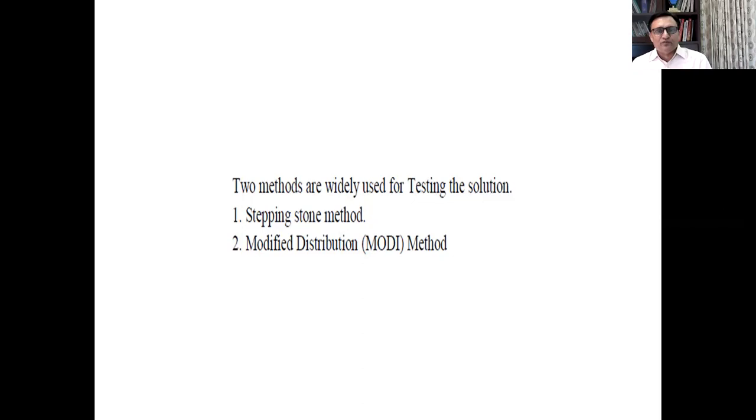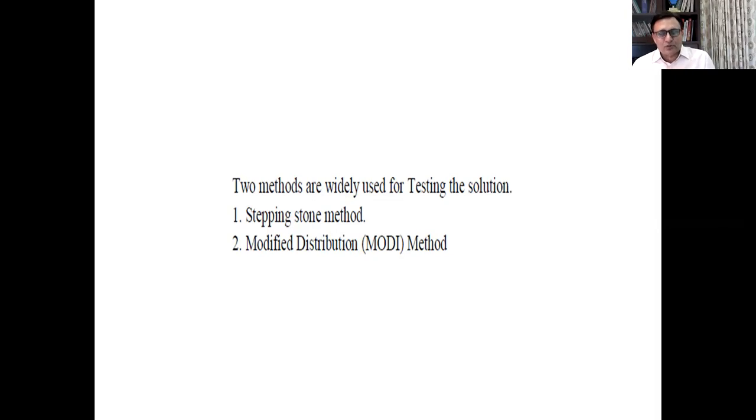We will try to find out if even 1 unit of allocation is made in the unoccupied cell, whether there is going to be any change. If the change is going to be positive, that means it is going to increase the total cost of the transportation, then our solution is optimal. Because if it is going to decrease the cost, it means there is a scope for improvement in the initial feasible solution, which we have got by using the three methodologies.